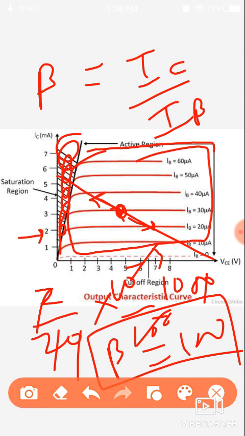So with the help of this characteristic curve we can easily find out the operating point of the transistor in the active region, and what the gain is and how we can amplify a signal. Thank you.